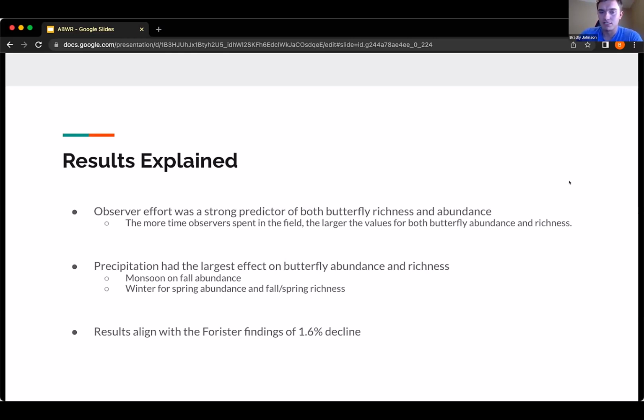So when comparing our results to the initial Forrester paper that Dr. Rowe mentioned, they initially saw a 1.6 decline in the Southwest United States. Obviously, Arizona is in the Southwest United States, and we saw a 1.83% decline. So our results are pretty similar and aligned with what their findings saw.